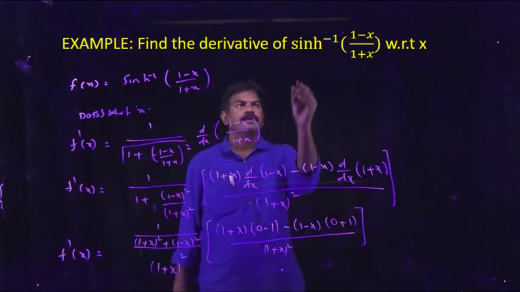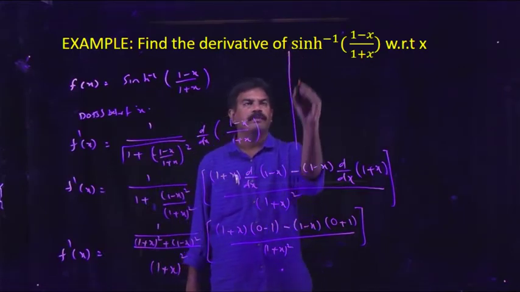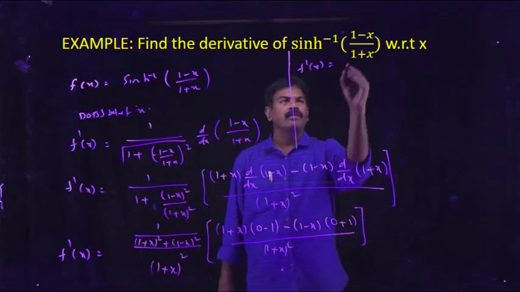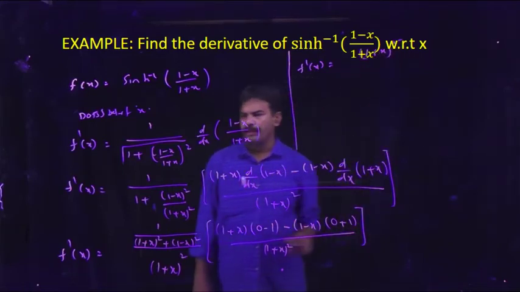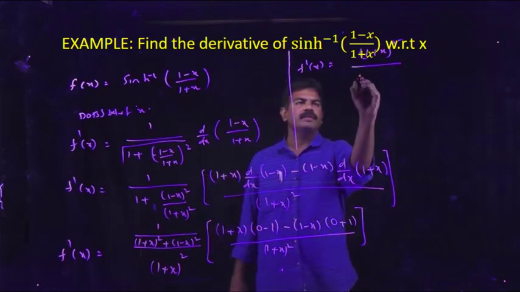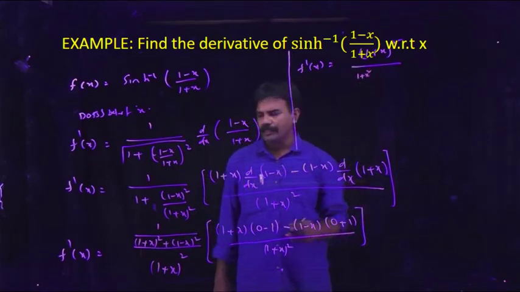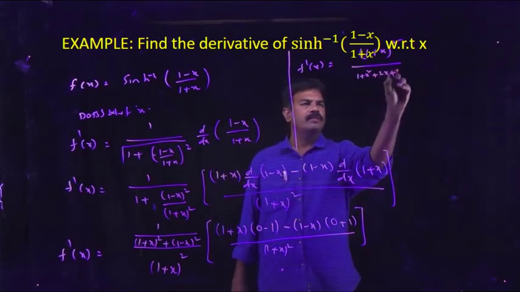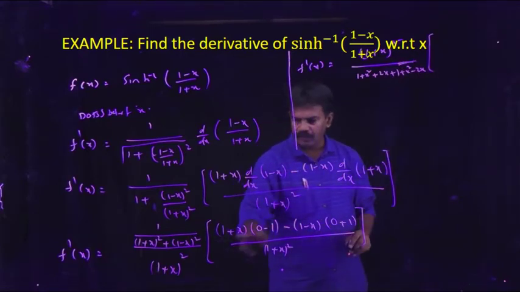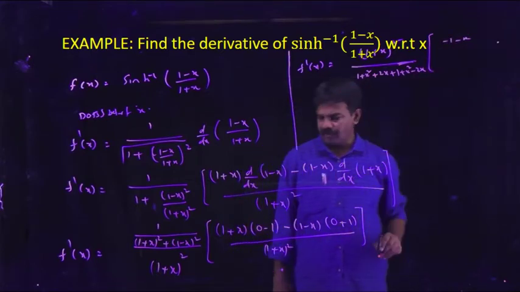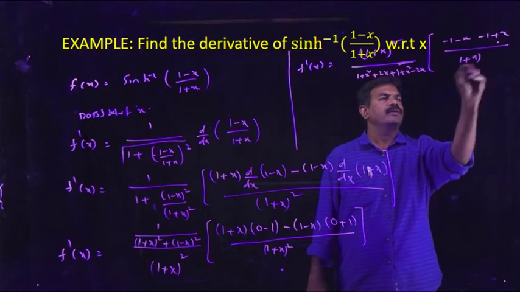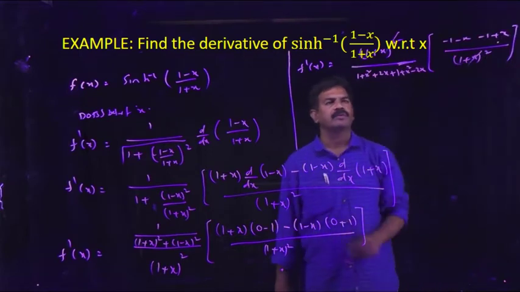So f dash x is equal to, this denominator goes to the numerator, that is (1 plus x) whole square by root of, it is like (a plus b) whole square plus (a minus b) whole square, expanding, that is 1 plus x square plus 2x plus 1 plus x square minus 2x, into 1 into (minus 1 minus x) minus (1 plus x), by (1 plus x) whole square. (1 plus x) whole square and (1 plus x) whole square cancel.